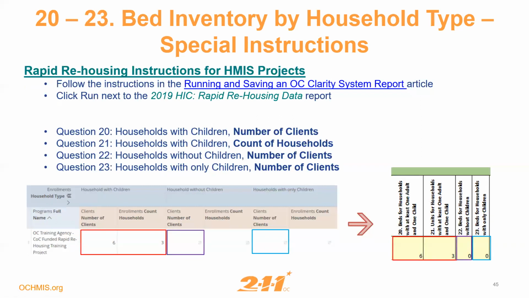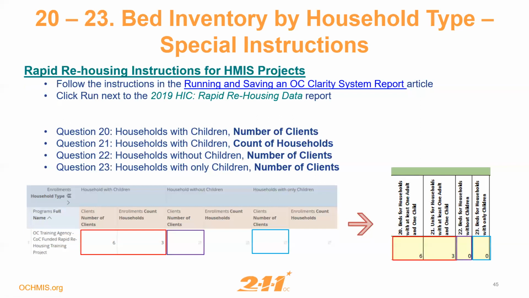So for question 20, beds for households with at least 1 adult and 1 child, you will use from the report, the households with children section, the number of clients number. So if you look here on the report in the red box, under households with children, under number of clients, there's 6. So in question 20, they typed in 6.